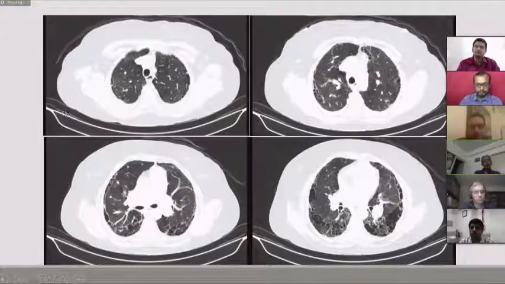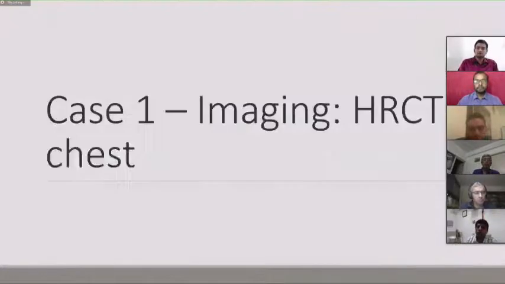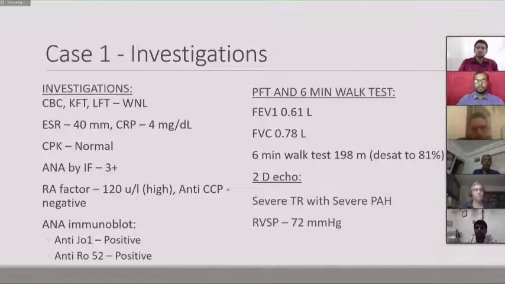Let's go on to Dr. Dharmanan. Dr. Dharmanan, this seems to be a patient with a connective tissue disorder. The rheumatoid factor was high, as well as the anti-Jo1 and the anti-Ro52, with the ANA being 3+. How would you see this patient, and how would you treat?